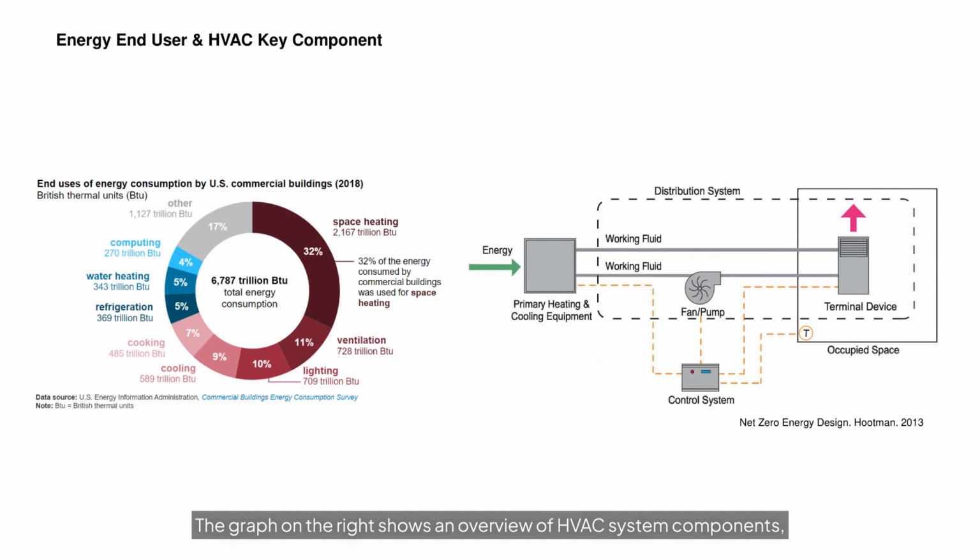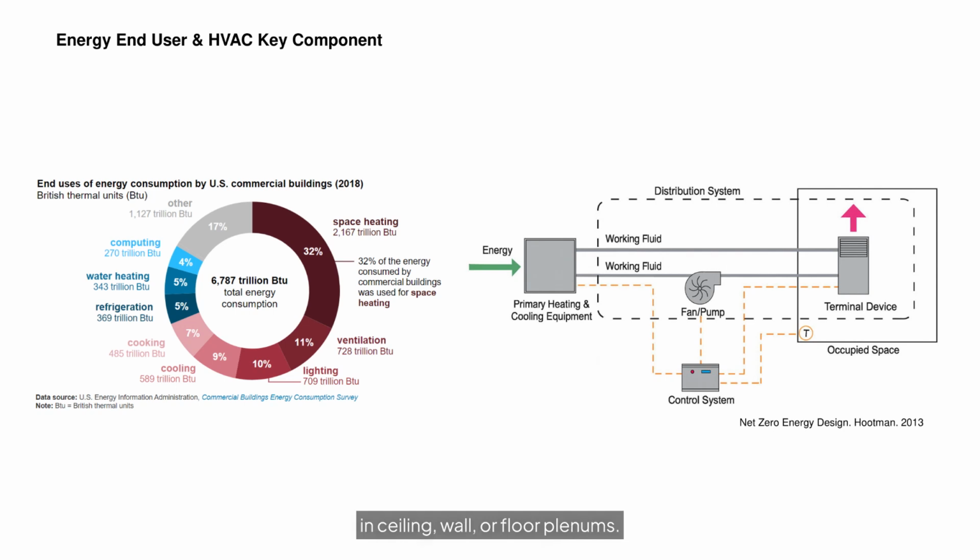The graph on the right shows an overview of HVAC system components consisting of primary equipment on the left and terminal units on the right, then connected with distribution systems. Typically, primary equipment such as boilers and chillers is housed in a designated mechanical room due to noise control and maintenance. Terminal units such as diffusers, fan coil units, etc. are located in occupied space. The distribution systems, such as water pipes and ducts, are hidden in ceiling, wall, or floor plenums.